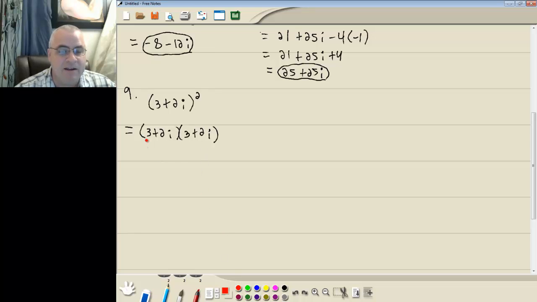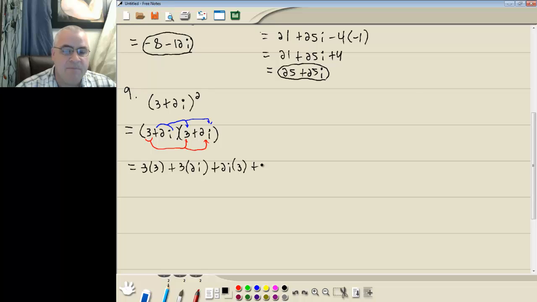Okay. So we'll take the 3 here, times the 3 over here, and times the 2i. And we'll take the 2i here, multiply times the 3, and times the 2i. So I got 3 times 3, 3 times 2i, 2i times 3, and 2i times 2i. I'm just following the lines to see what to multiply together. 3 times 3 is 9, 3 times 2i gives us 6i, 2i times 3 gives us 6i, 2 times 2 is 4, and i times i gives us i squared.